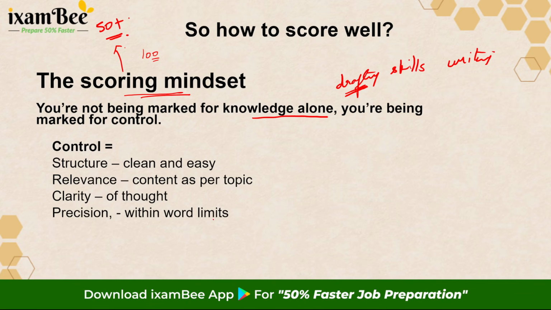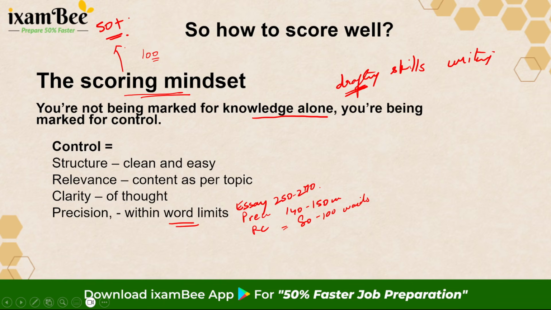Very important, precision, how well you can remain in the word limits and still bring out your thoughts in a clean, structured, relevant manner. Usually you are given the word limits. If not, we will talk about the approximate limits. For example, from last year, there were around 250 to 270 words for an essay. In Precis, it was around 140 to 150 words. Typically for an RC, every answer you can write in 80 to 100 words. So that is approximate. Otherwise, whatever is stated in the question paper, stick to that.